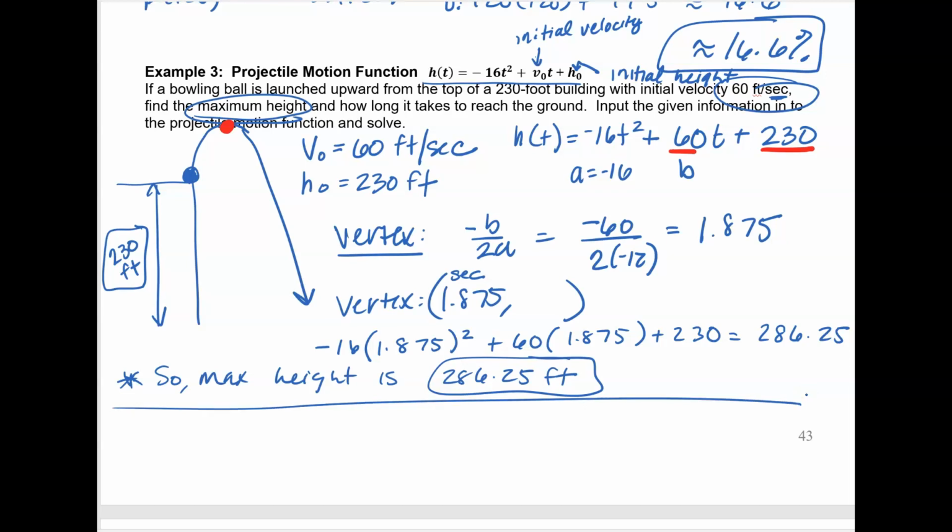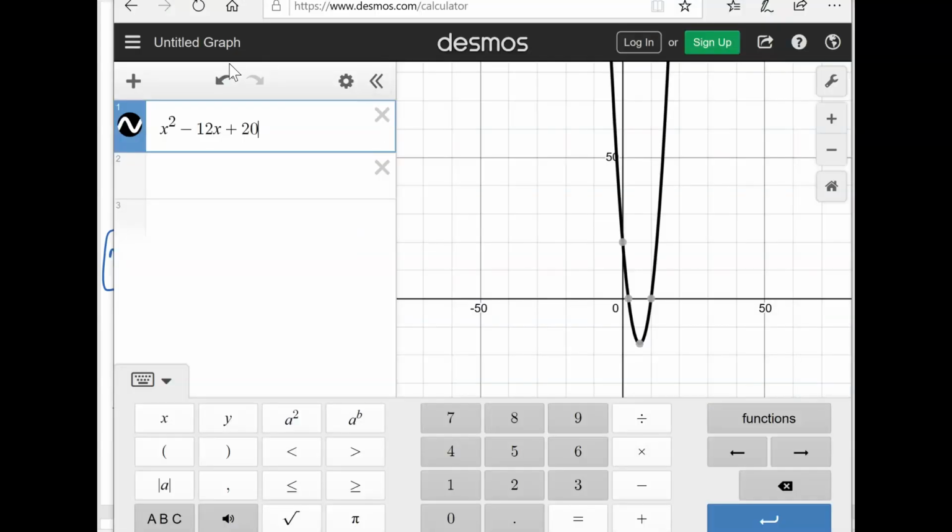And then the second part, how long does it take to reach the ground? Well, when it reaches the ground, the height is going to be 0. So basically that's like saying, when is height, or in this case h of t, equal to 0. So we're going to plug 0 in for h of t and we're going to solve. So I'm going to plug in 0 equals negative 16t squared plus 60t plus 230. And this is where you have a couple of options. You could factor, you could use the quadratic formula, or you could go ahead and use your graph.